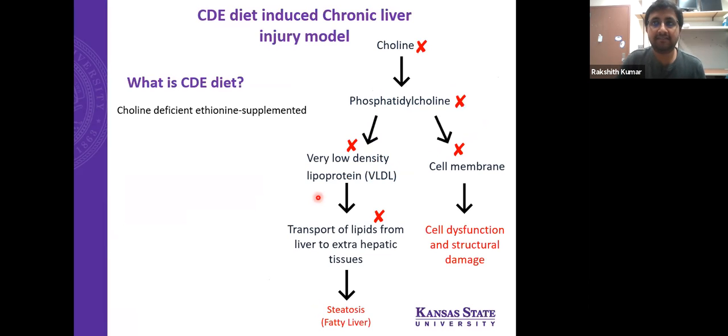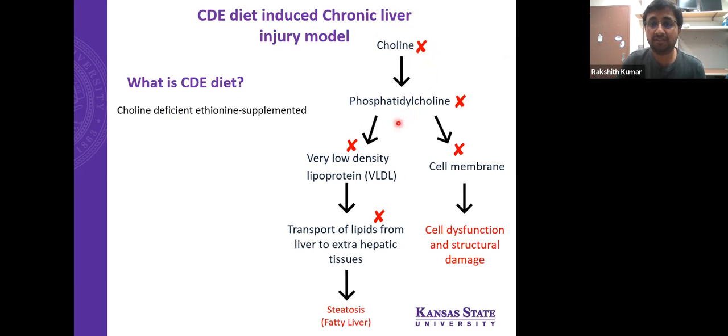And in this article, to develop a chronic liver injury model, they have used the CDE diet. What does CDE diet mean? It is a choline deficient, ethionine supplemented diet. How does choline deficiency cause a steatotic model? If choline is deficient, the body cannot synthesize phosphatidylcholine.